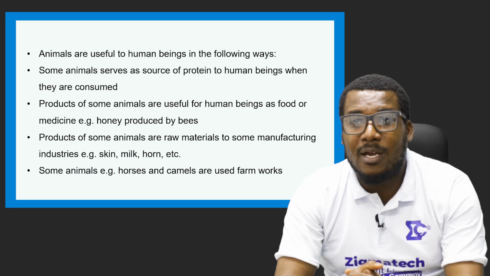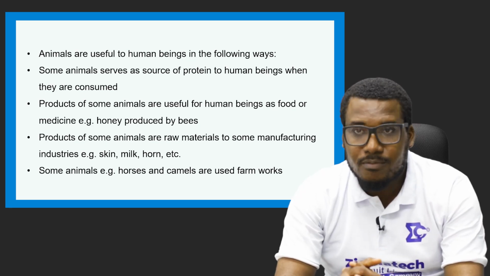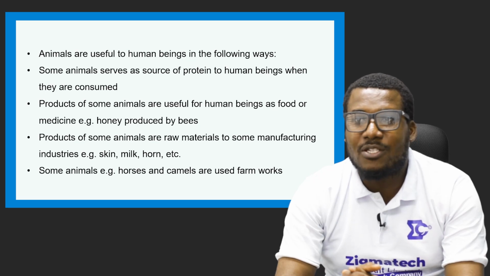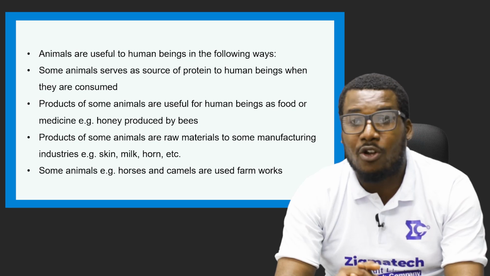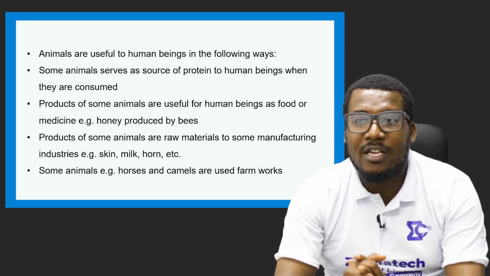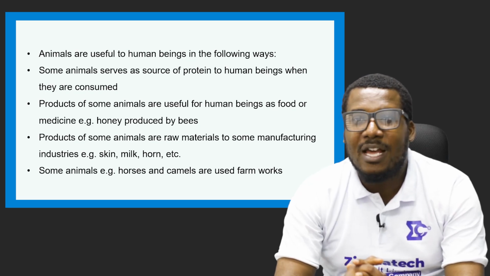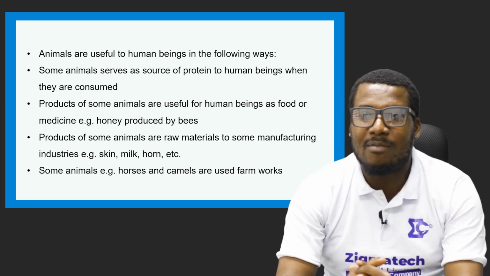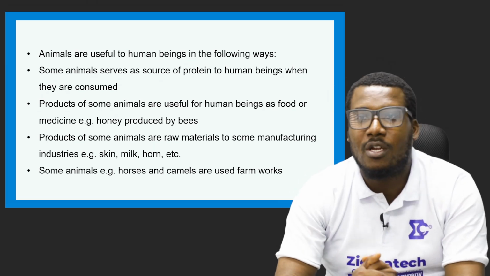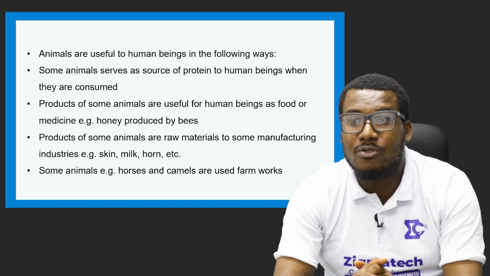Now, in the sense of animals, the usefulness of animals. Animals are useful to human beings in the following ways. Animals serve as source of protein to human beings when they are consumed. Animals are naturally mostly proteinous to our body. They give us protein, which gives us a lot of vitality and coloration and other pigments to our body, helps our body texture, our body motion, and even our emotional balance too.